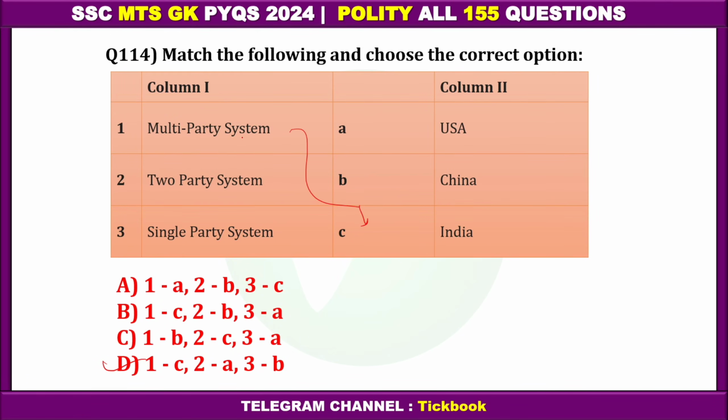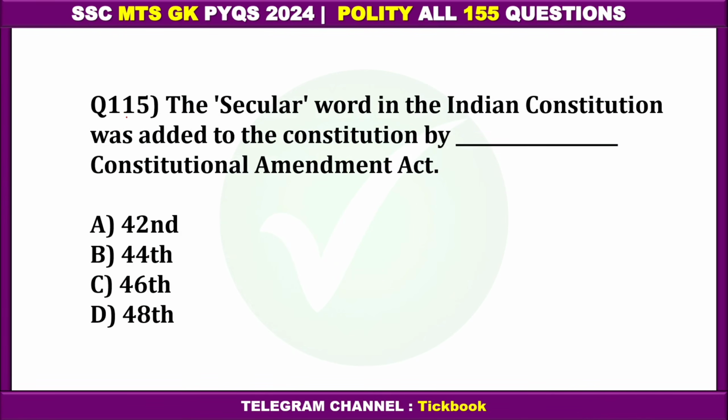1C, multi-party system India. 2A, two-party system USA, and single-party system China. Right. 1C, 2A, 3B. 115. The secular word in the Indian Constitution was added to the Constitution by dash Constitutional Amendment Act. Number A. 42nd.